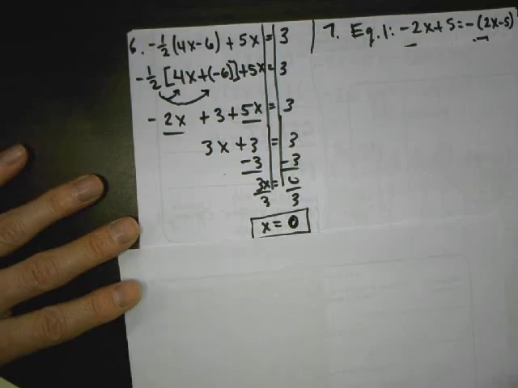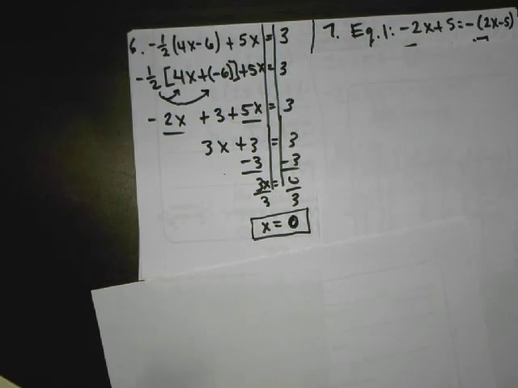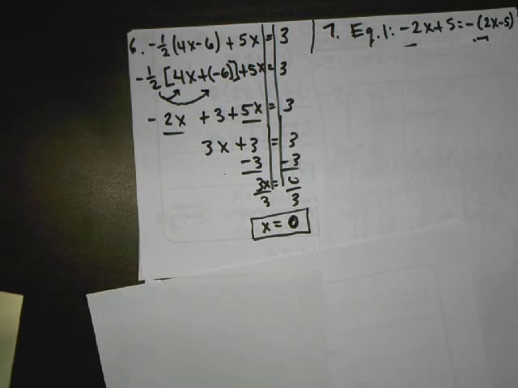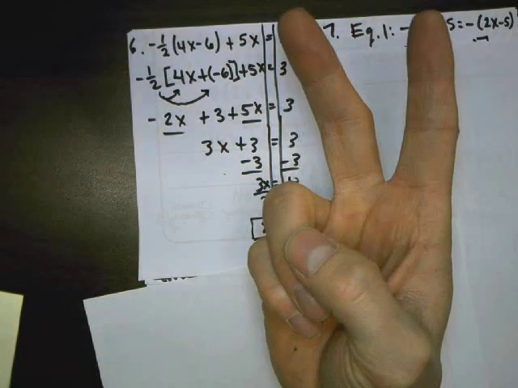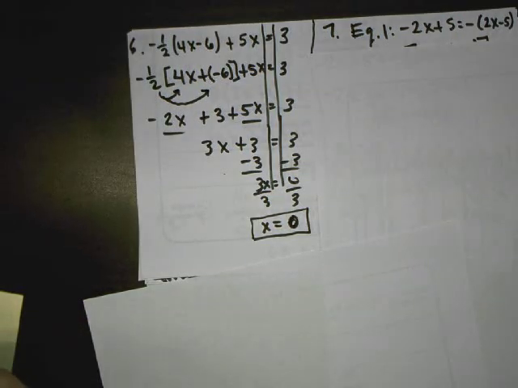Number 7 says we're going to pick all the equations with no solution. Well, if it has no solution, that means it has the same coefficient, different constants after you simplify. So we have to simplify first.